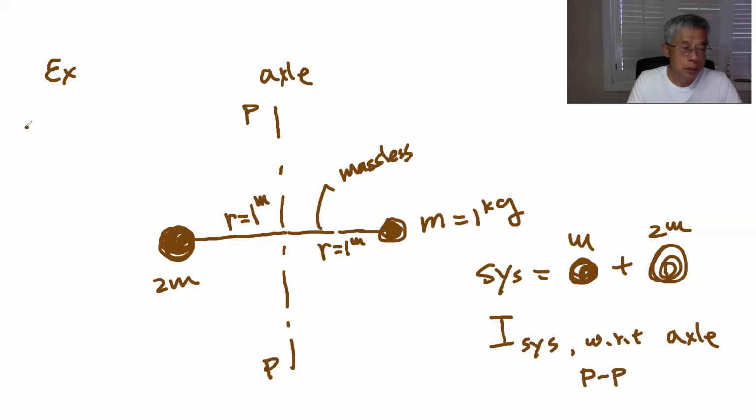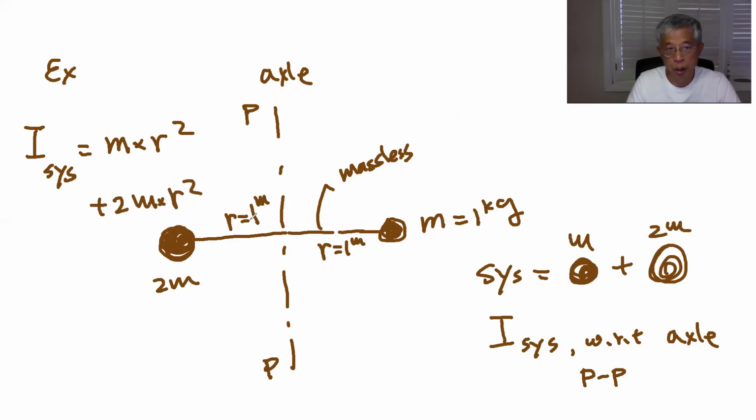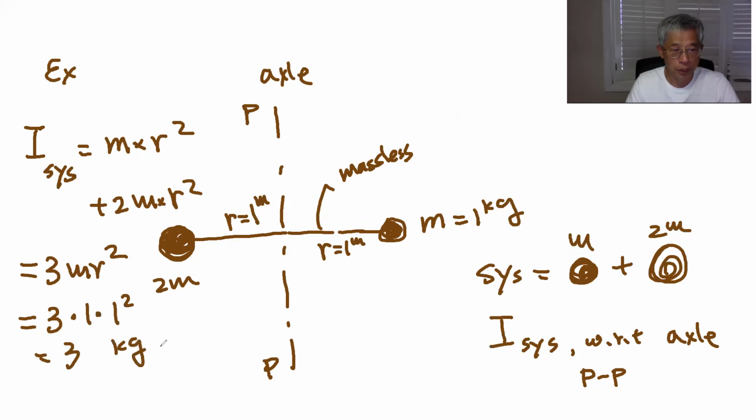So the I for the system is equal to this M times R squared plus 2M times R squared. It's also R. So then this is equal to 3mR squared, which is 3 times 1 times 1 squared. So that's equal to 3 kilogram meter squared. And that's how you find it.